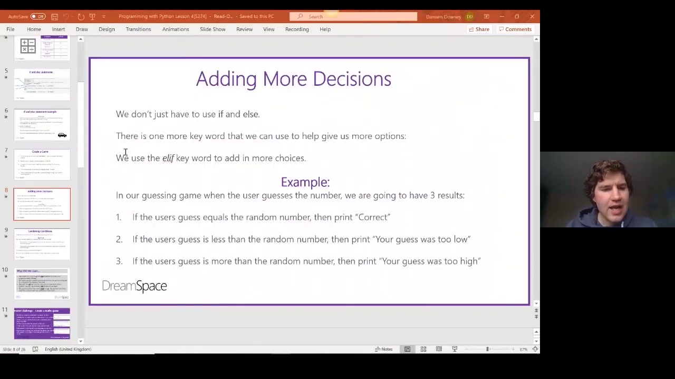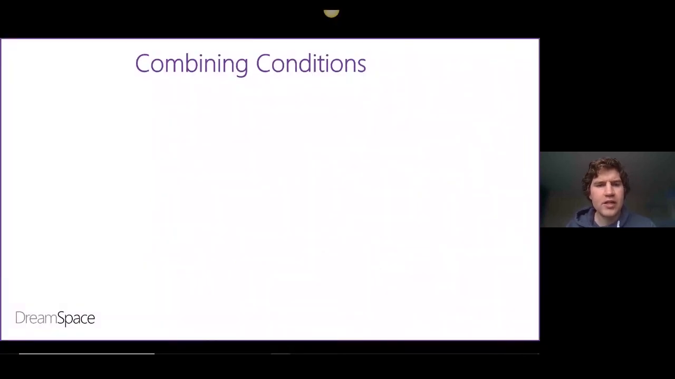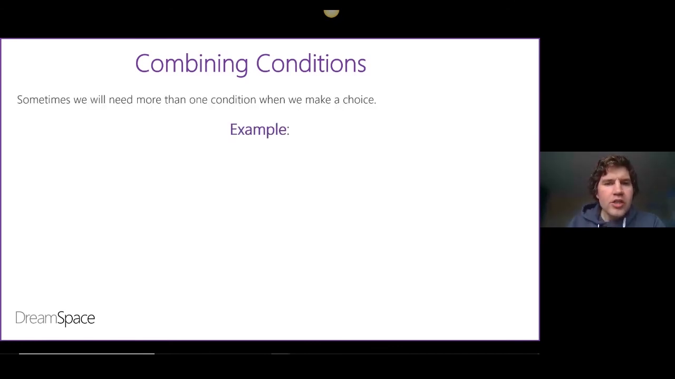The last thing to do with if and elif statements that we're going to look at today is that sometimes we have to be able to combine 2 conditions. It's not good enough to just say if something is greater, or if something is less than, or if something is equal to. We need to be able to put them together a little bit more. So there are a couple of keywords that we can use for this.